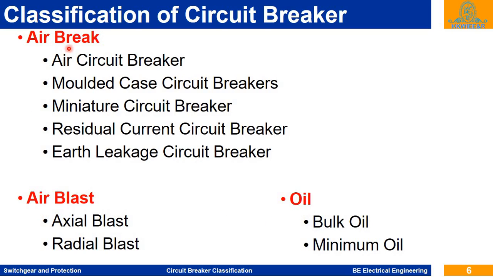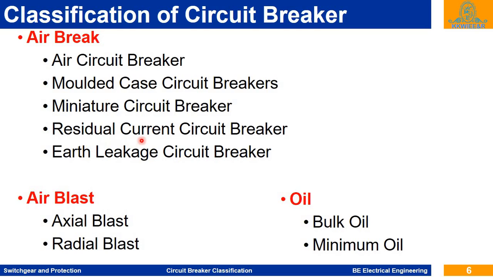So this air brake circuit breaker, they are further classified as air circuit breaker. This is a 3-pole or 4-pole. Generally this 4-pole, it is used for the generator or for this change over between utility supply and the generator supply. Then molded case circuit breaker, they are called as MCCBs. Miniature circuit breaker, MCBs. Residual current circuit breaker, RCCB. Earth leakage circuit breaker, ELCB.